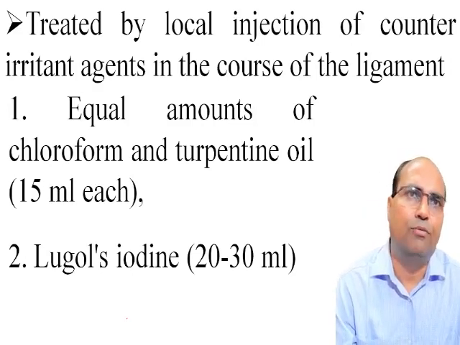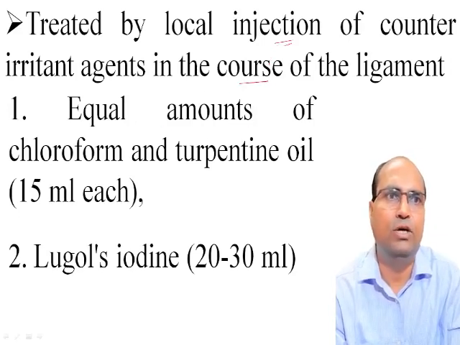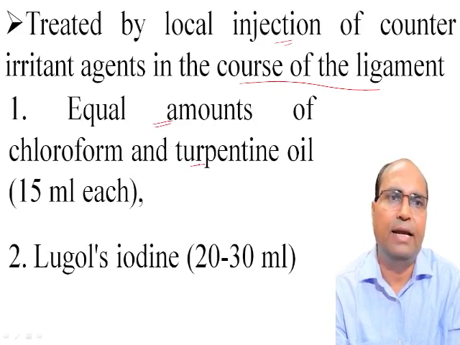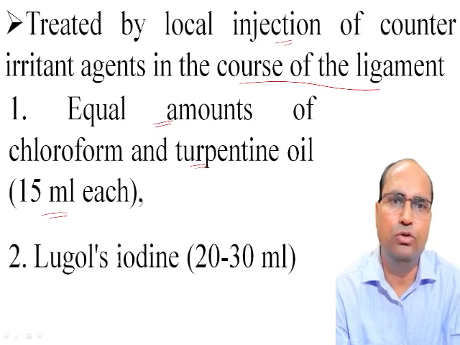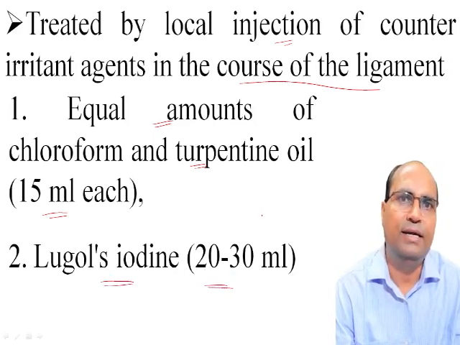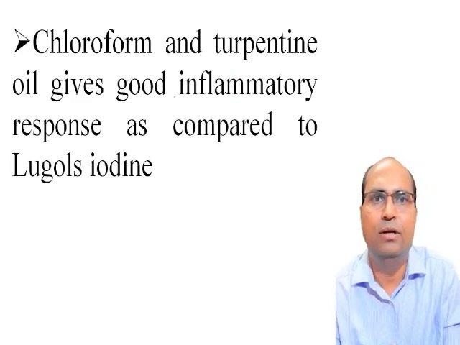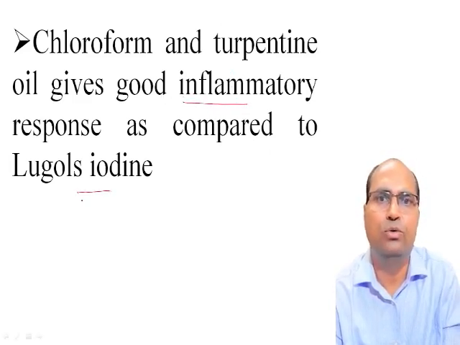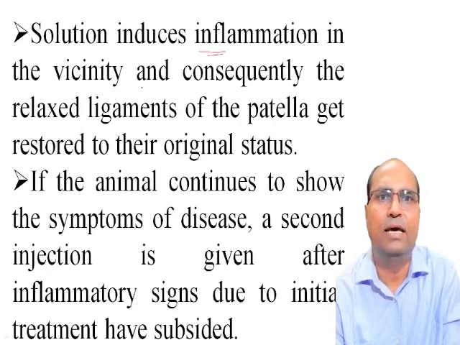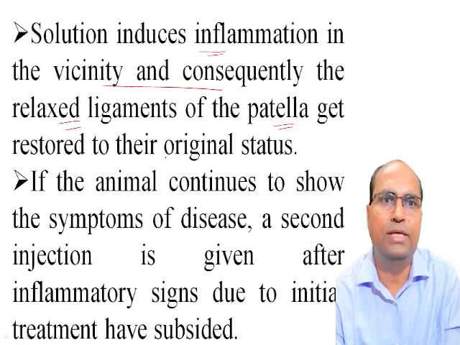In camel, the upward fixation of patella is treated by local injection of counter irritant agents in the course of the ligament. We can use equal amounts of chloroform and turpentine oil, in ml each, or you can use strong iodine 20 to 30 ml and inject these counter irritating agents in the course of the ligament. Chloroform and turpentine oil give a good inflammatory response as compared to strong iodine. The solution induces inflammation in the vicinity and consequently the relaxed ligament of the patella gets restored to its original status.